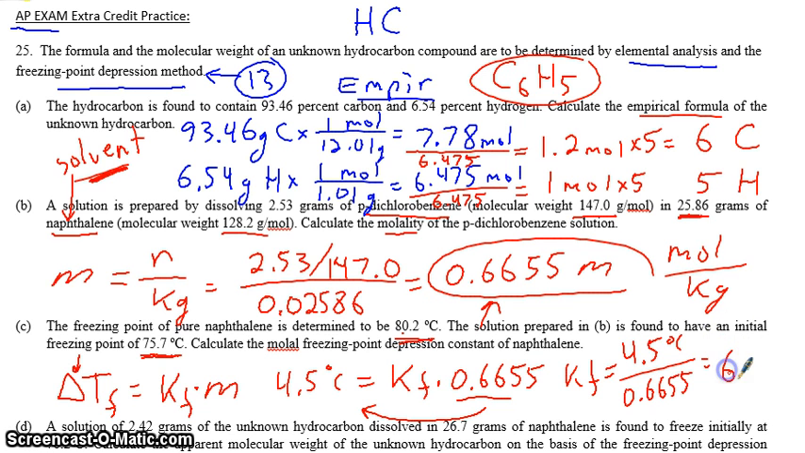Looks like 6.76, in this case degrees Celsius per molal. This is our Kf. This is what we would use for further problems involving naphthalene. Now what we're doing in the end is trying to solve for the molecular formula. We have the empirical formula, we want the molecular formula, and this will help us determine it.